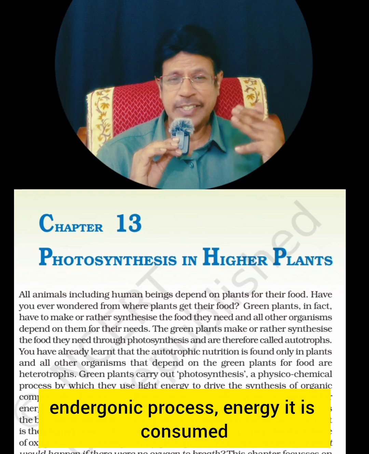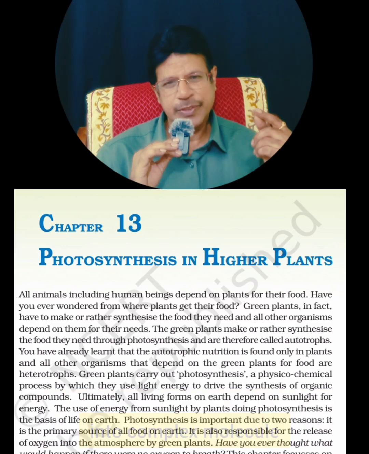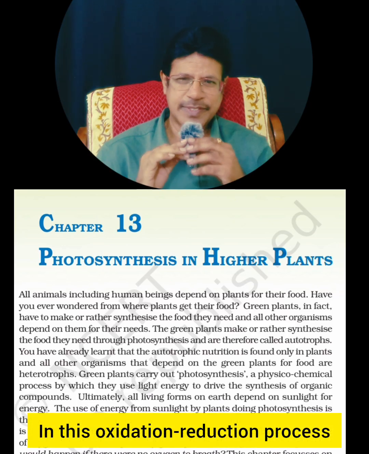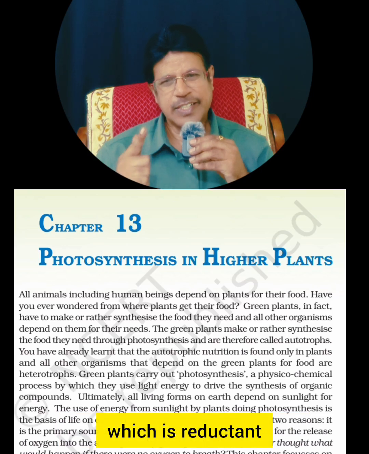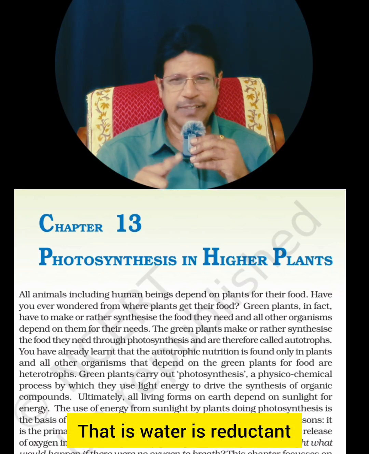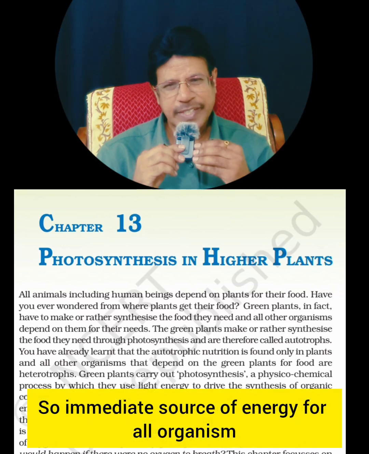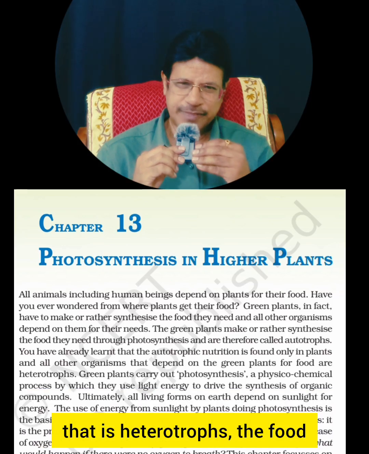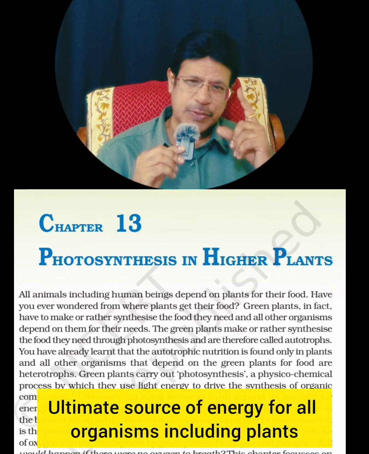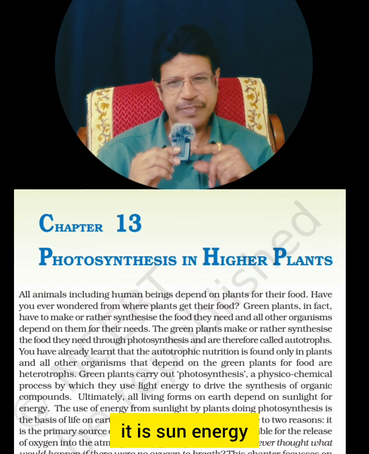Next, it is a physico-chemical process. Endergonic process, energy is consumed. Anabolic process, simpler molecules converted into complex molecules. In this oxidation reduction process, there is oxidation of water and reduction of carbon dioxide; water is the reductant, and carbon dioxide is the oxidant. The immediate source of energy for all organisms, that is heterotrophs, is the food. The ultimate source of energy for all organisms including plants is sun energy.